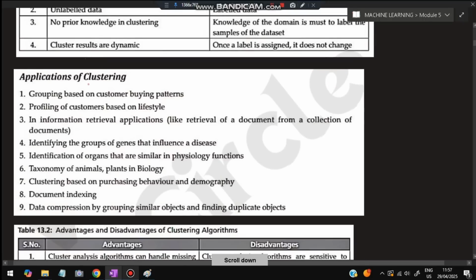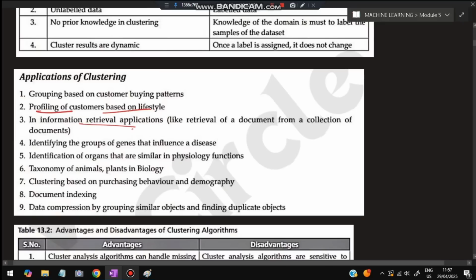Now, applications of clustering: groupings based on customers' buying patterns. If a customer goes to a shop and buys some items, and if the customer comes again, it is most likely that he will buy the same things again, right? Because of a similarity we are able to classify it. That is the first application. Next is profiling customers based on lifestyle. What is the customer's lifestyle? He will be buying such products.